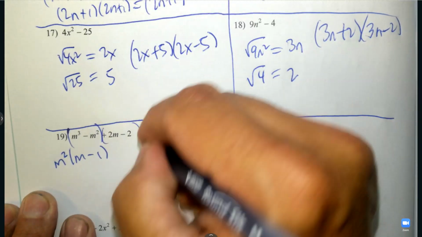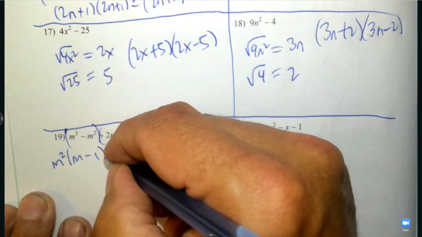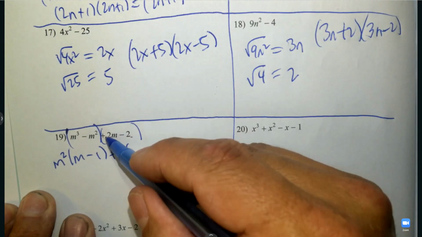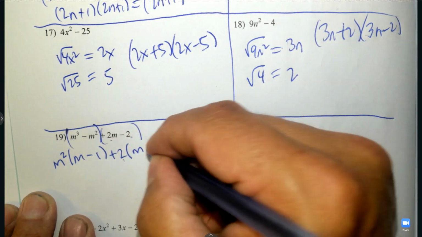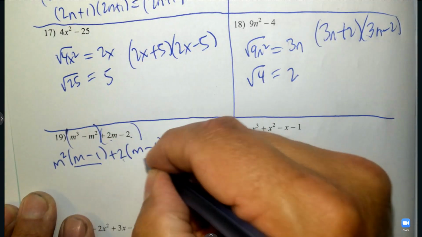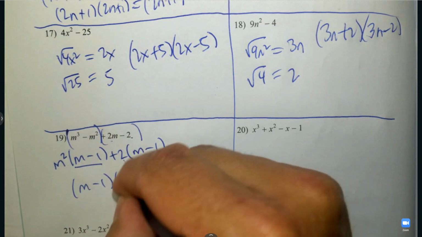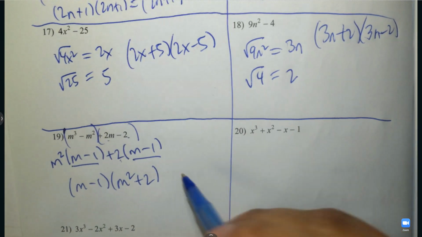Then we're going to look at the last two terms. What the last two terms have in common is 2. And then you're going to divide. So 2 divided by 2, 1m, and -2 divided by 2. Notice that these two match. They have to match. So the one factor that matches, we write down. And then what's in front of the parentheses we write down.